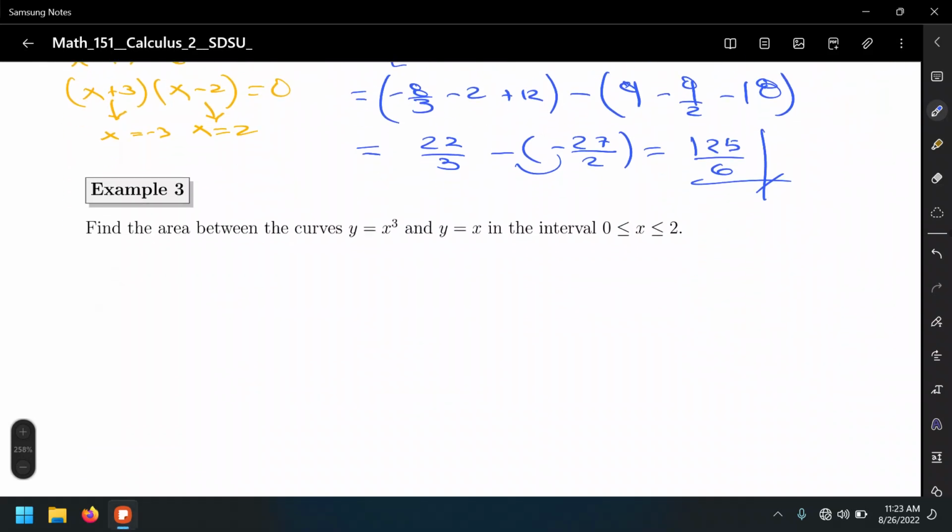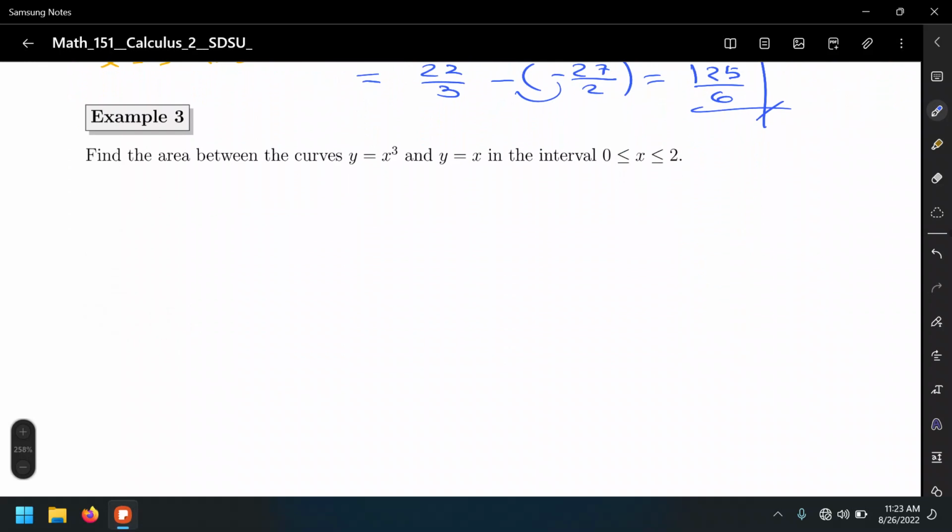All right. So example number 3, we will have a twisted situation here. You'll see how this is going to work. Well, what do we have? They are asking us to find the area between the curves y equals x cubed and y equals x. So the y equals x is there again. And in this case, they're specifying the interval 0 to 2.